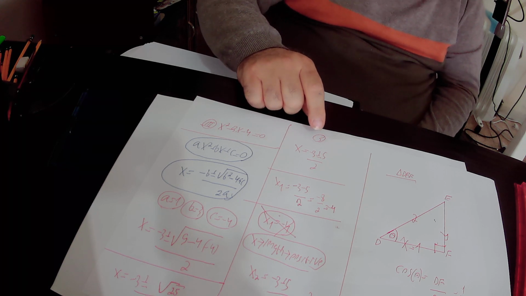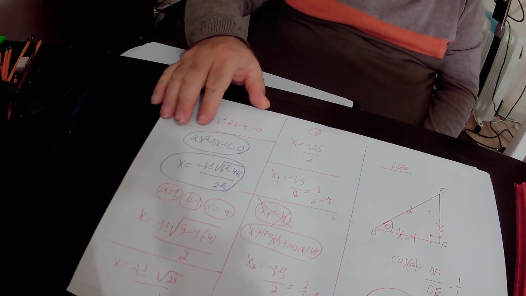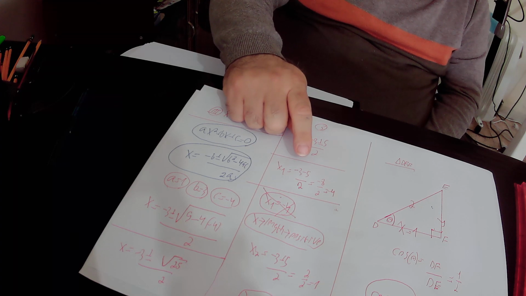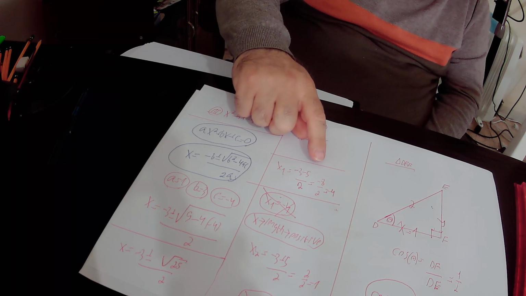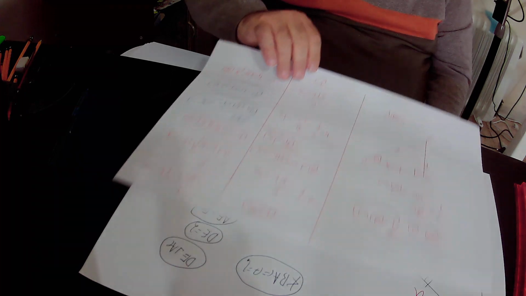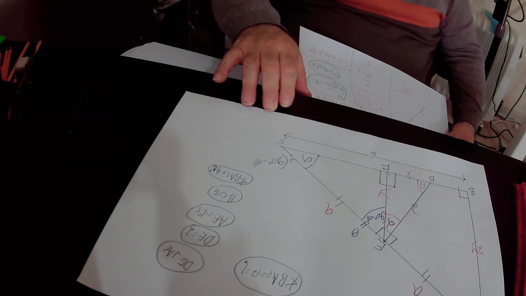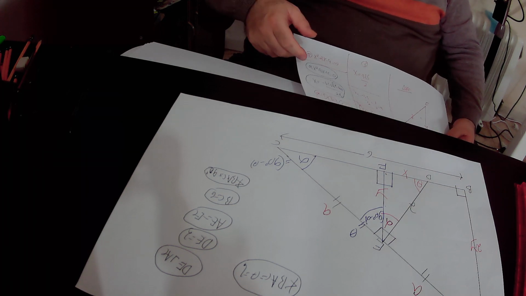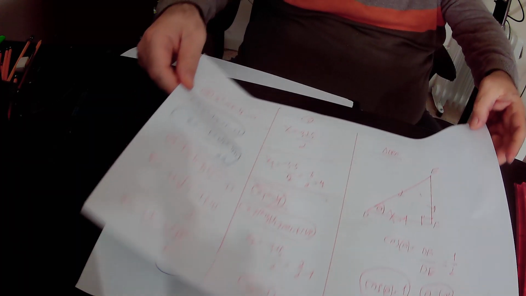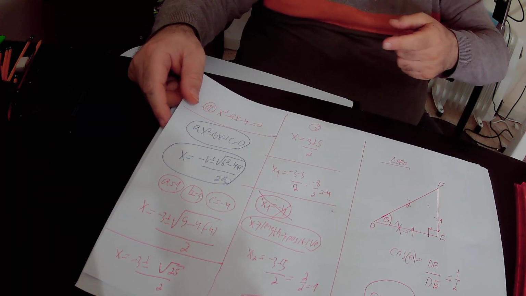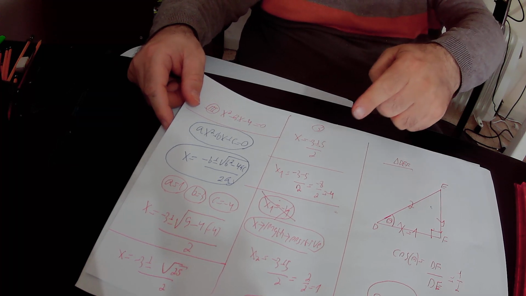So here we have two possible solutions for x. The first solution is x1 equals minus 3 minus 5 over 2. Minus 3 minus 5 is minus 8, and minus 8 over 2 is minus 4. So the first solution is x equals minus 4. But because x is a length, the length of side DF, it must be a positive number. And we got x1 that is minus 4, a negative number. Therefore, this solution is incorrect.